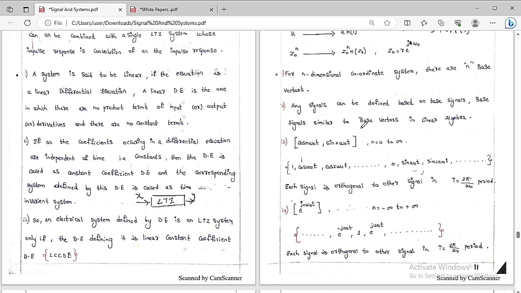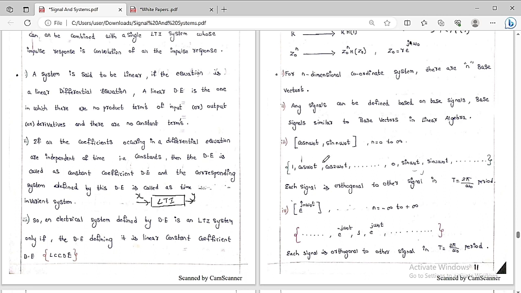So finally, I can say that with the help of base vectors, we can represent any vector in an n-dimensional system. Similarly, with the help of base signals, we can represent any signal that we really want.